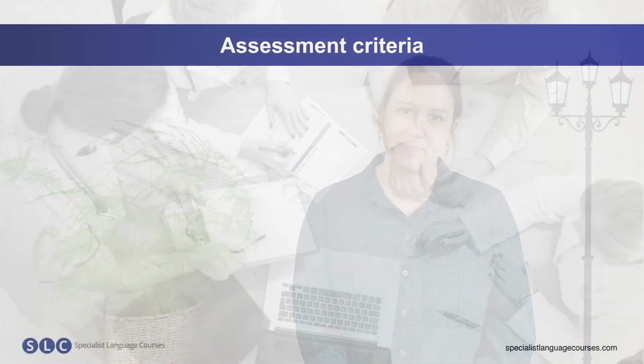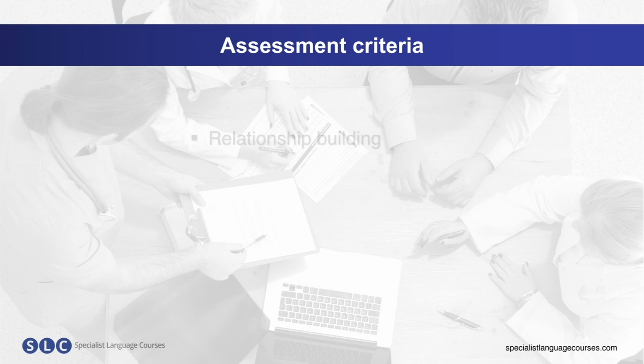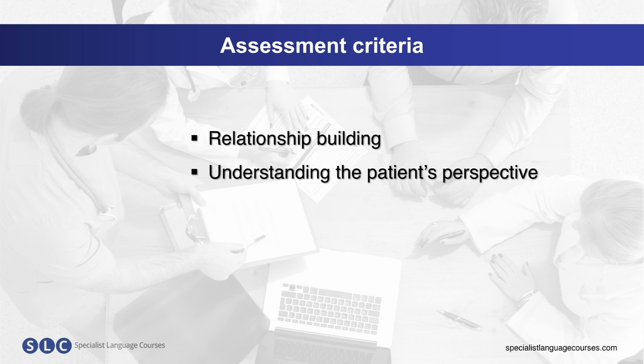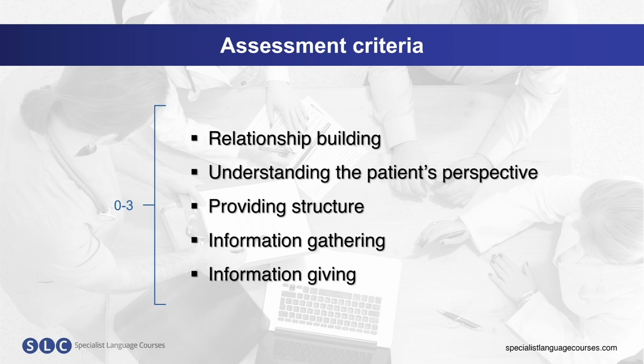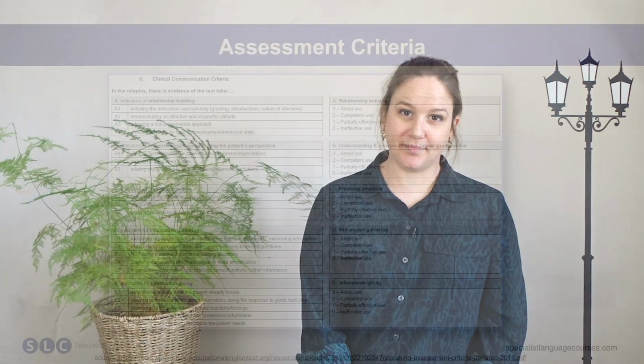So how are you assessed on your clinical communication skills? Well, there are 5 aspects that the examiner will look at. And these are relationship building, understanding and incorporating the patient's perspective, providing structure, information gathering, and information giving. And each one is marked on a scale from 0 to 3, with 3 as the highest score. So what does each one involve?